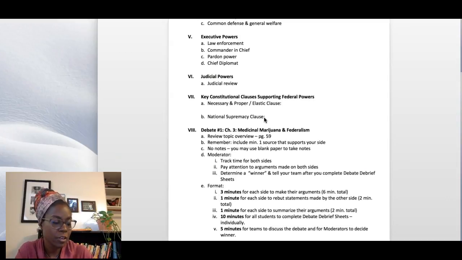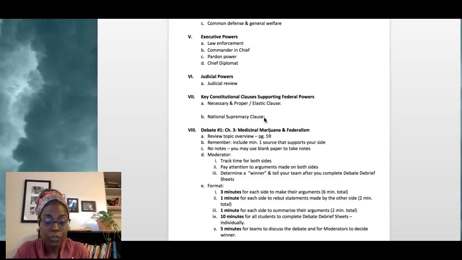Thinking about the executive powers, they have the power of law enforcement, which means they have the power to enforce the laws that Congress has created. The executive office also has the power of commander in chief, because they are considered to be the leader of the armed forces. That gives them the ultimate say over what direction the armed forces take.